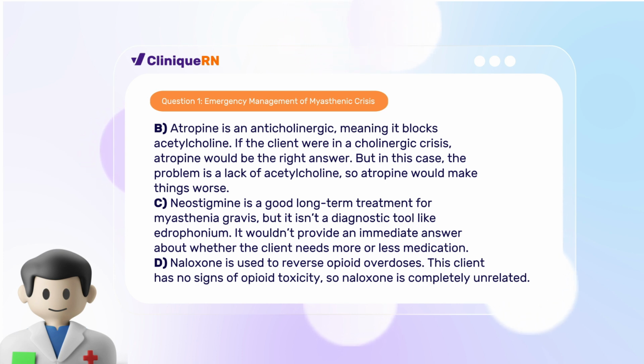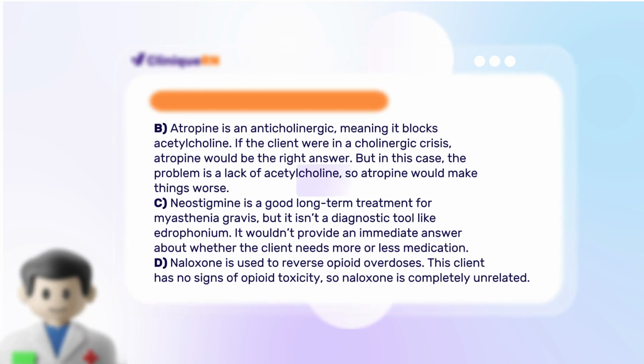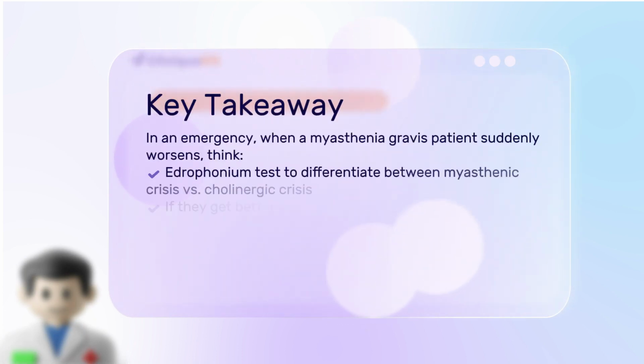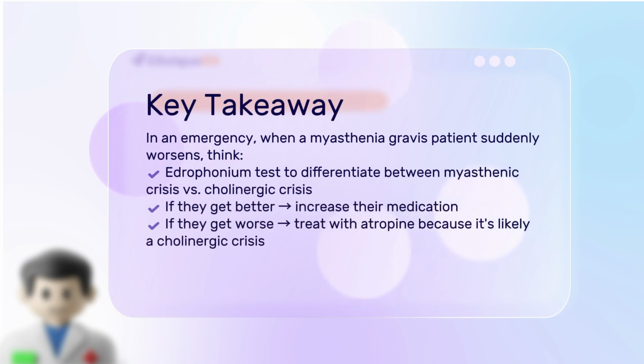D. Naloxone is used to reverse opioid overdoses. This client has no signs of opioid toxicity, so naloxone is completely unrelated. Key takeaway. In an emergency, when a myasthenia gravis patient suddenly worsens, think edrophonium test to differentiate between myasthenic crisis versus cholinergic crisis. If they get better, increase their medication. If they get worse, treat with atropine because it's likely a cholinergic crisis.